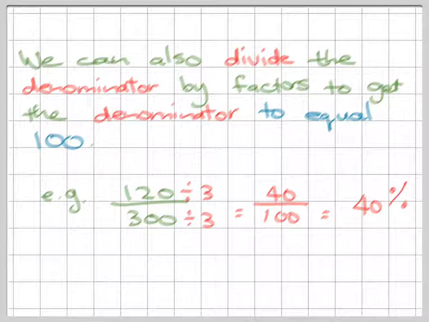So yesterday we converted fractions by using common factors to multiply in order to get to 100 as a denominator, which makes it into a percentage. Today we're going to look at using common factors to divide to make it into a percentage. So there's two ways. I would like you to know how to use both.